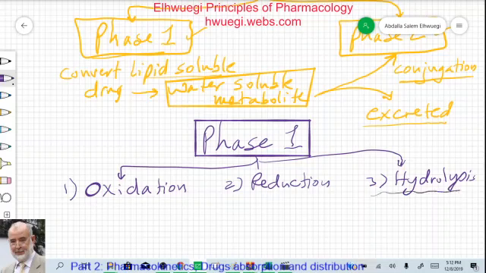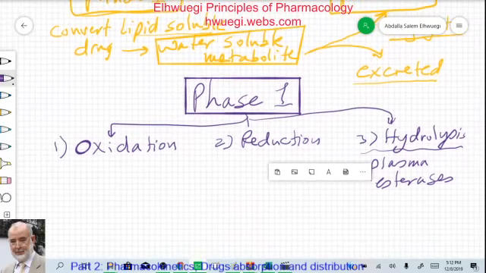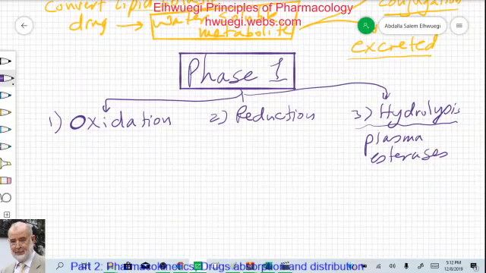Hydrolysis usually takes place in plasma by esterases. Usually, the result of hydrolysis is a short duration of action. Drugs which are metabolized by hydrolysis have very short duration of action because of the quick hydrolysis, as we will see later. They are quickly metabolized. Therefore, they will have very short duration of action.